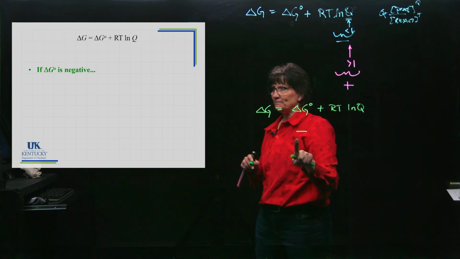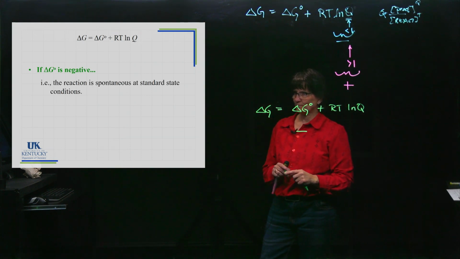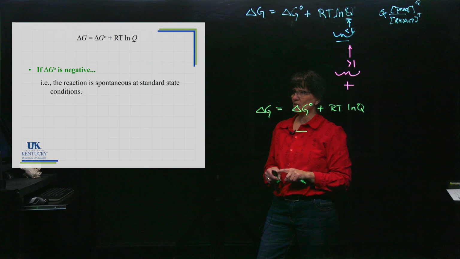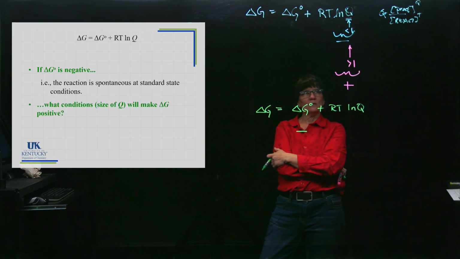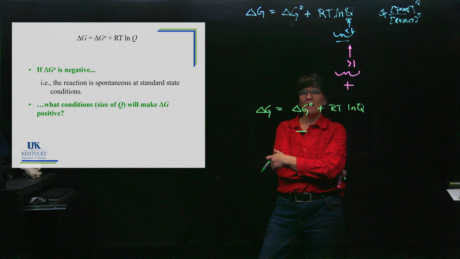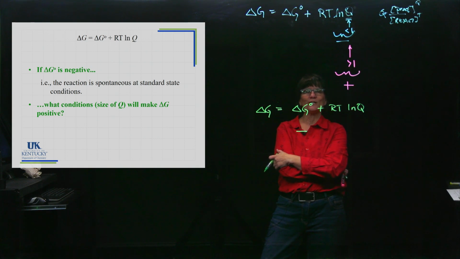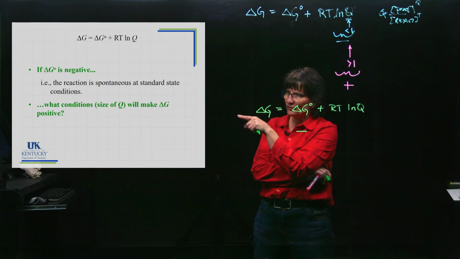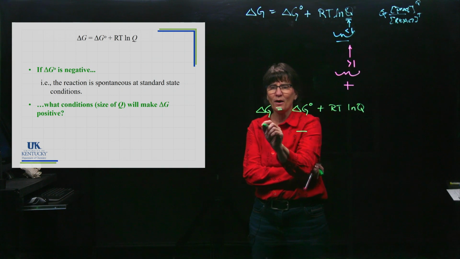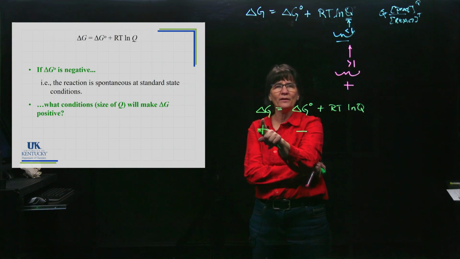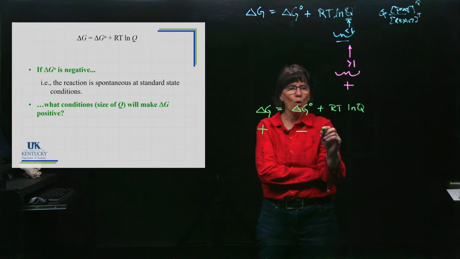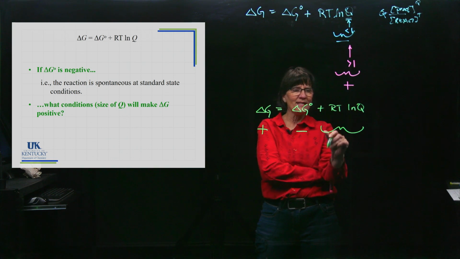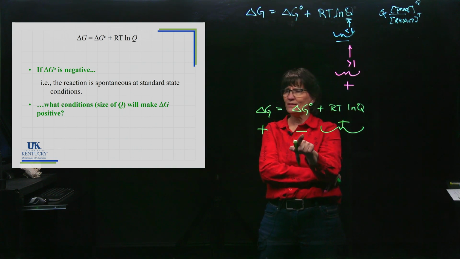But let's say it's negative. What does that mean? I just told you the reaction is spontaneous if it were starting out at standard state conditions. What would Q have to do to make this reaction no longer spontaneous? That says make delta G positive. Well, if delta G is positive, that means it's no longer spontaneous. If this is negative, what must this be in order for this to become positive? This has to be positive, and it needs to be more positive than this is negative.